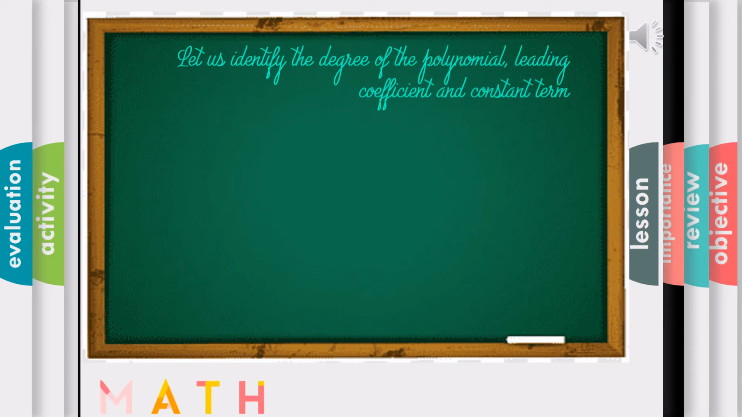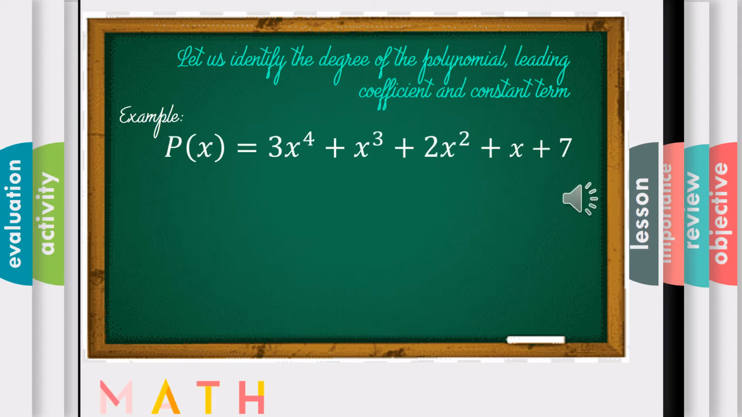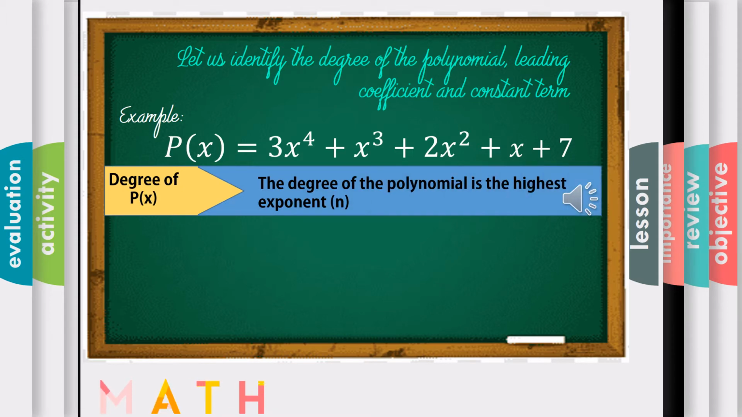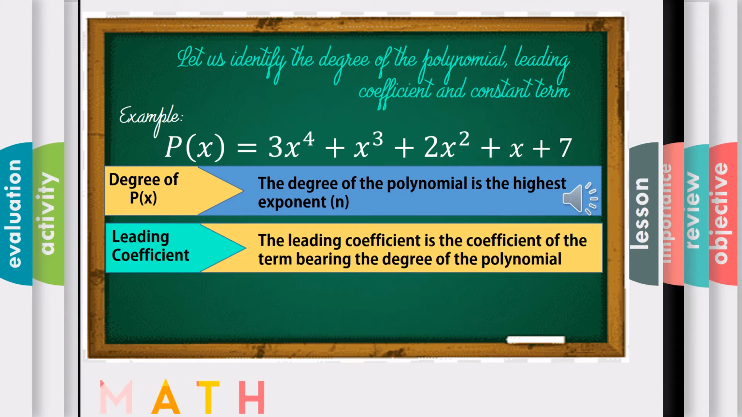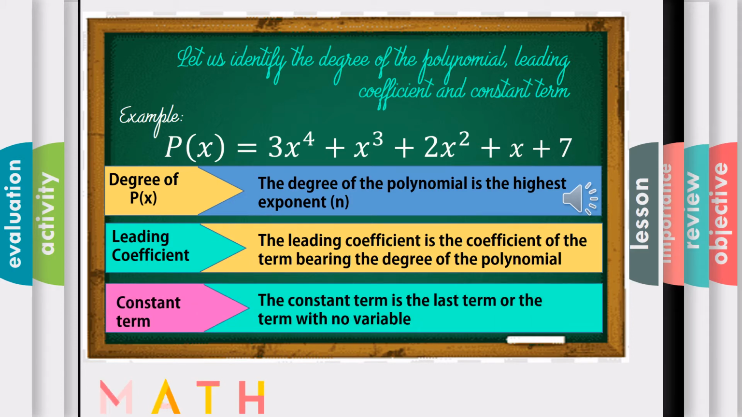Now let us identify the degree of the polynomial, leading coefficient, and constant term. Our polynomial function is p of x equals 3 times x raised to 4 plus x cubed plus 2x squared plus x plus 7. Take note, the degree of the polynomial is the highest exponent, denoted by n. The leading coefficient is the coefficient of the term bearing the degree of the polynomial. The constant term is the last term, or the term with no variable.